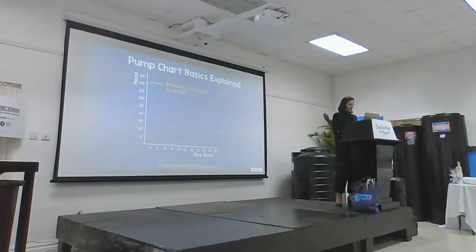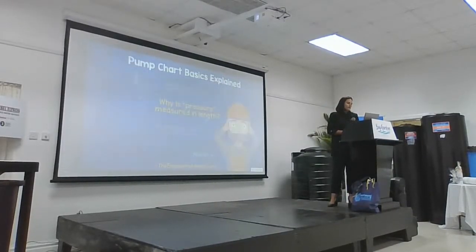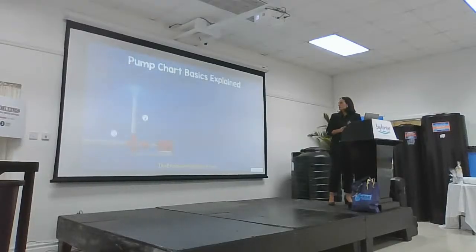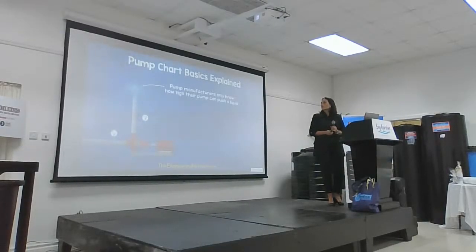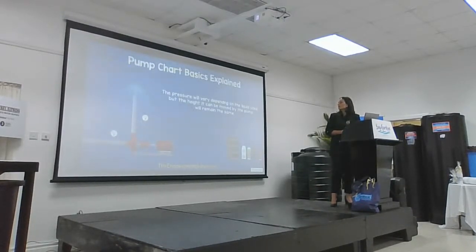Head is shown on the vertical axis. This is referring to pressure, so we often hear the term head pressure. We measure head in feet or meters, which doesn't seem correct considering we're talking about pressure, especially as you see the pressure gauges on the pump typically in PSI or bar. The reason for feet or meters is that pump manufacturers only know how high their pump can push a liquid. They do not know which liquid your system will be pumping, and as each liquid has different properties, the pressure will vary depending on the liquid used. However, the height it can be moved by the pump will remain the same.